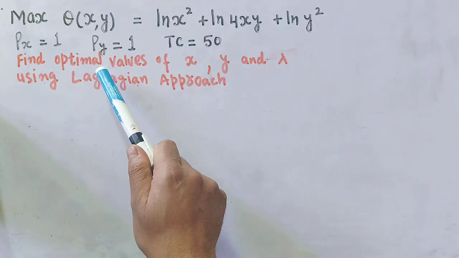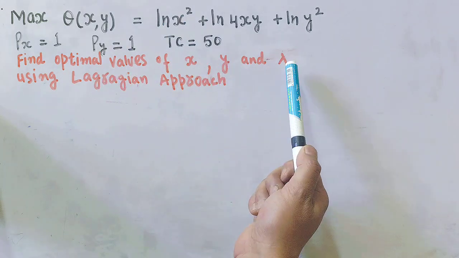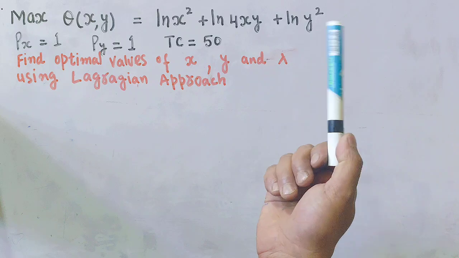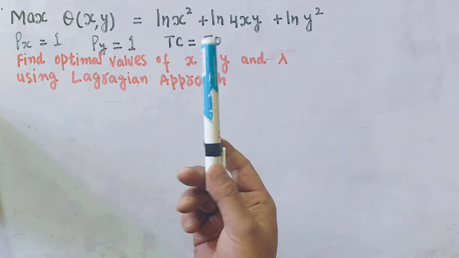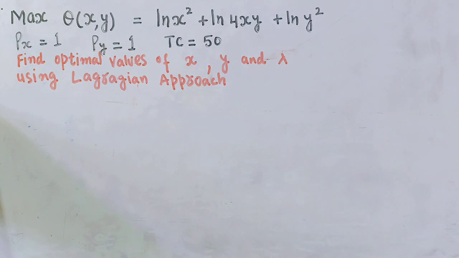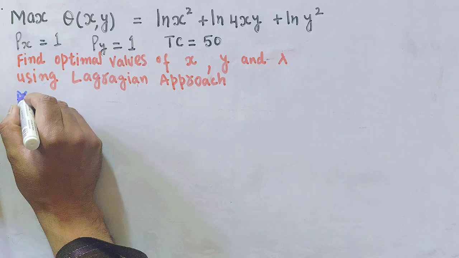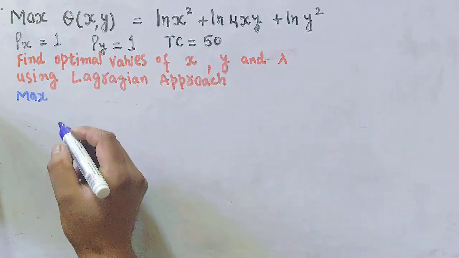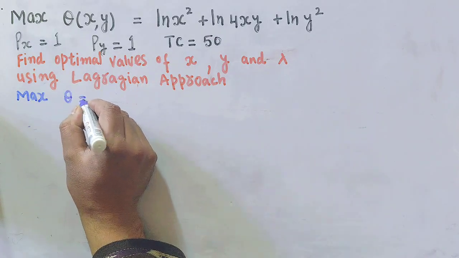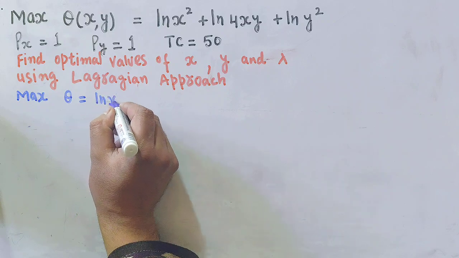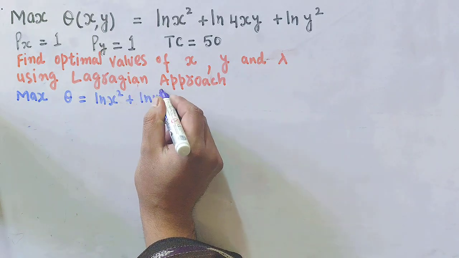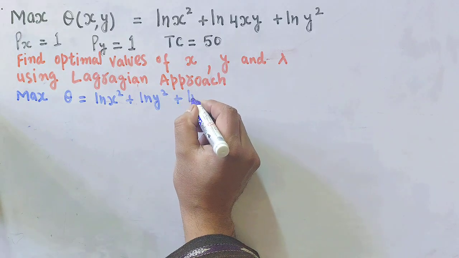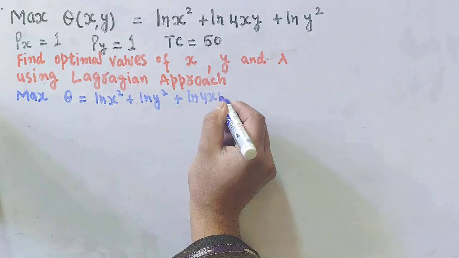We have to find the optimal values of x, y and lambda, and interpret the meaning of lambda, the value of lambda that we will get using the Lagrangian approach. So what is our endeavor here? We want to maximize the given production function, that is Q is equal to ln of x square plus ln of y square, then plus ln of 4xy.